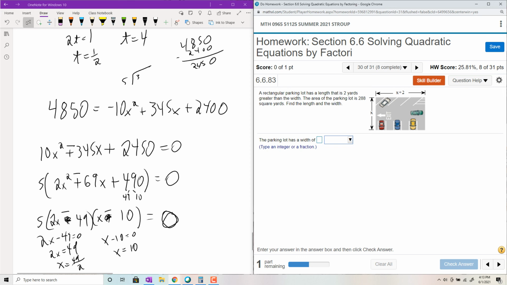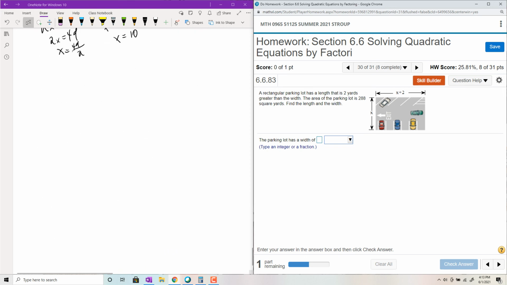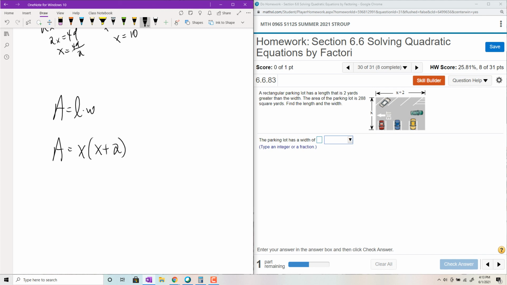Some weird parking lot question. Rectangular parking lot length that is 2 yards greater than the width. The area is 288. So just remember, area is basically length times width. So in this case, our area is x times x plus 2. And they even tell us the area is 288 square yards.